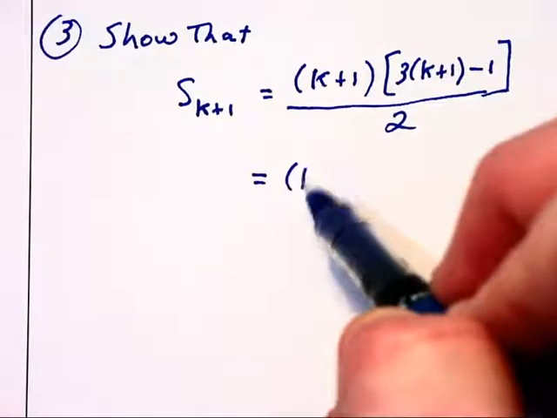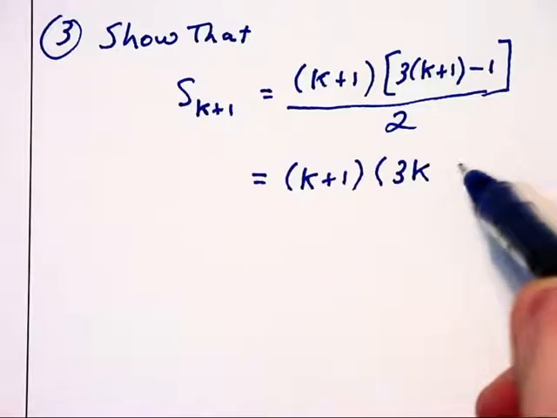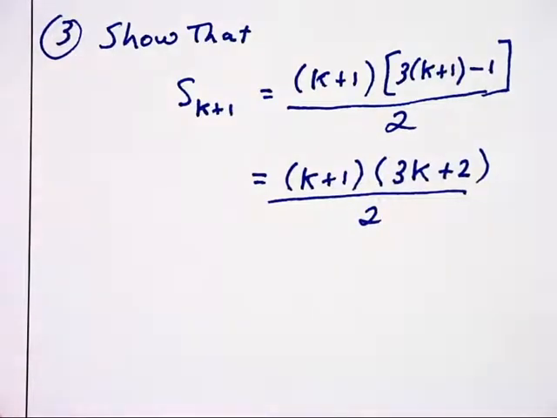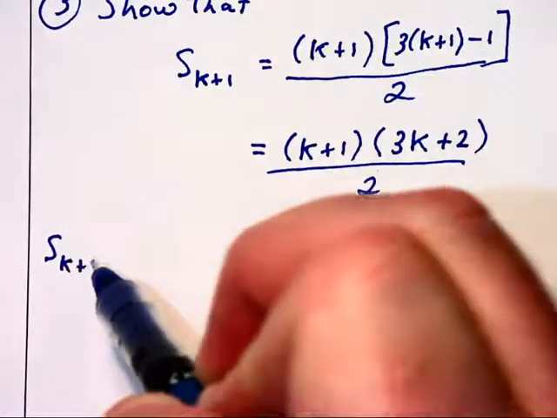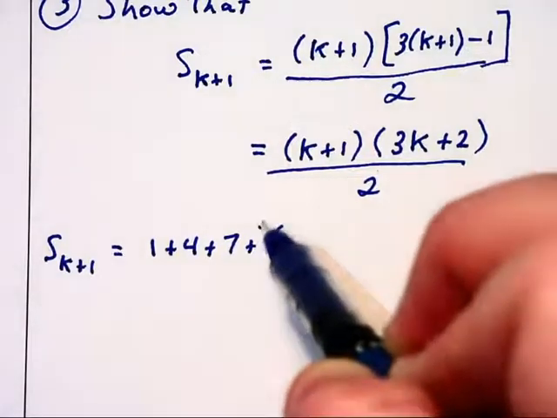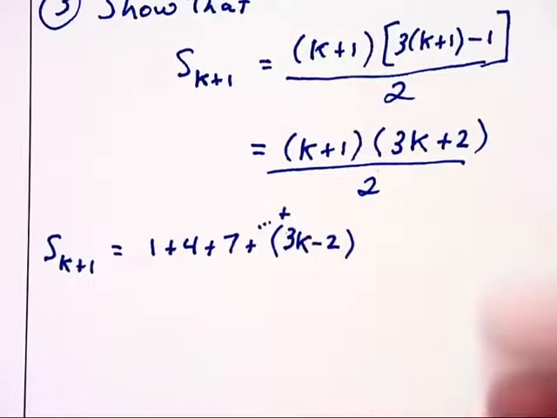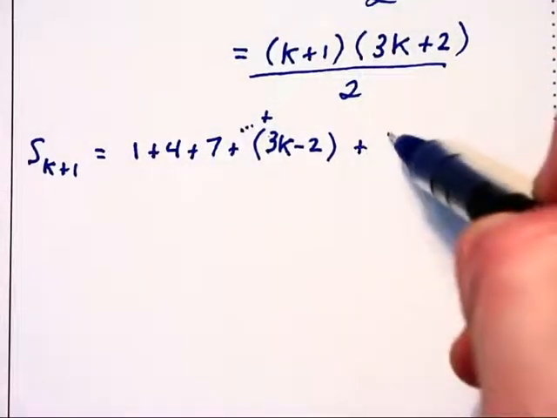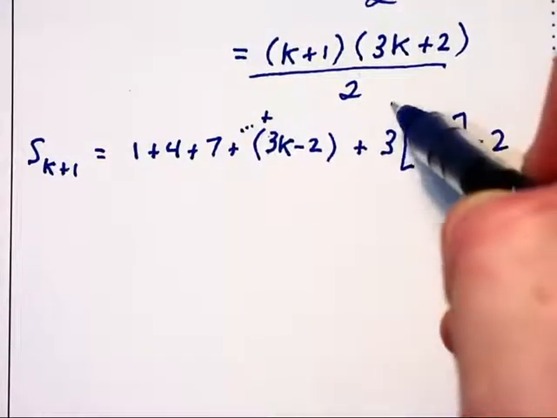Let's clean this up a little bit. We get (k plus 1) times (3k plus 3 minus 1, which becomes plus 2) all over 2. Now let's generate the sum of the first k plus 1 terms manually. S sub k plus 1 is equal to 1 plus 4 plus 7 plus ... plus the (3k minus 2). There's our first k terms, and then when we add in the k plus first term, that'll become 3 times (k plus 1) minus 2. I guess I need an outer bracket there.